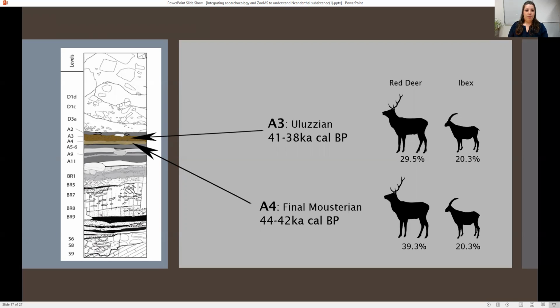39.1 Ka. The bone assemblage is highly fragmented across the stratigraphy, with only 3% identifiable based on morphological evidence. Here we can see the dominant faunal component for both layers A3 and A4, which is mostly red deer and ibex, and the difference occurs in the abundance of these two species.